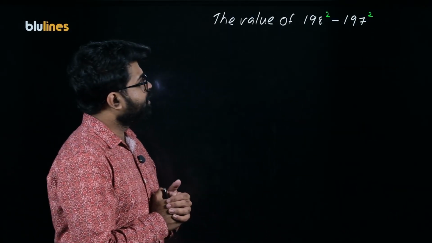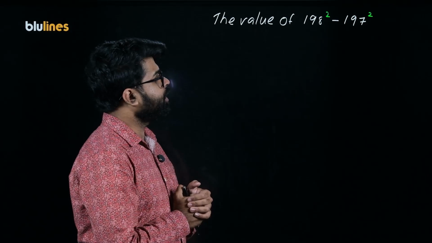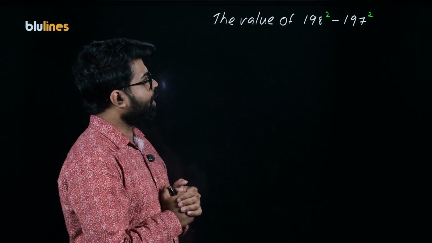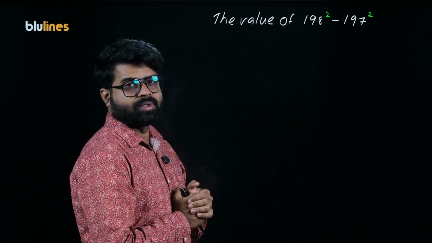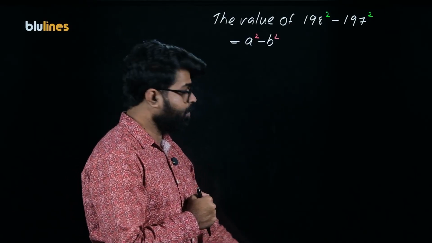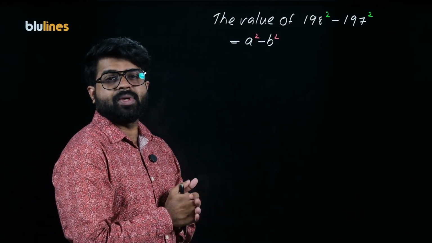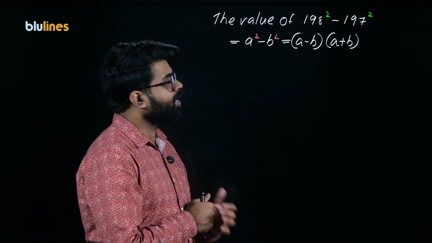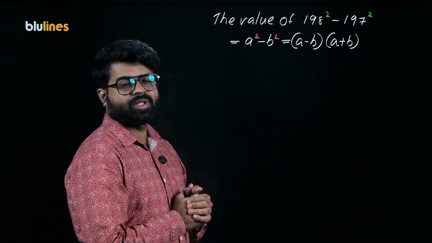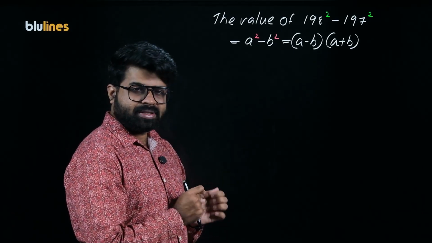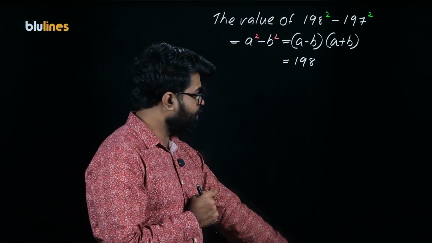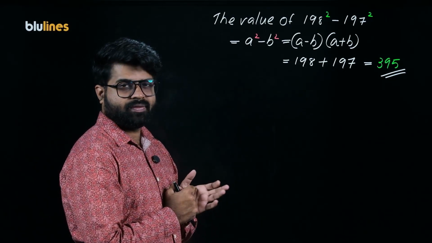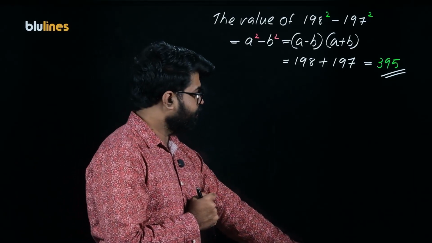Next one, the value of 198 square minus 197 square. So the difference of squares of two consecutive numbers. We know that a square minus b square is equal to a plus b into a minus b. So here we have 198 minus 197, which is equal to 1. So the remaining is 198 plus 197. So our answer will be equal to 395.